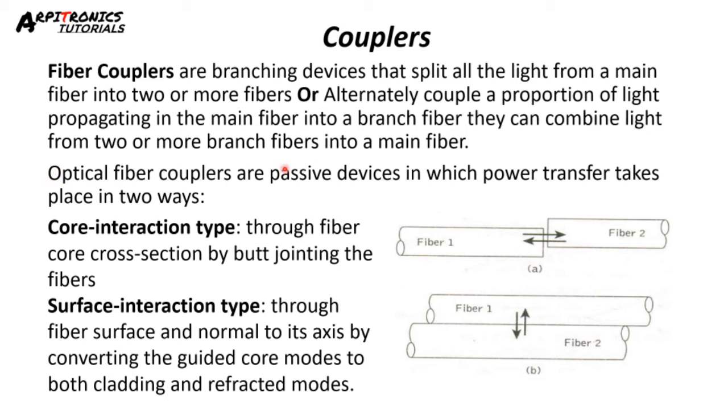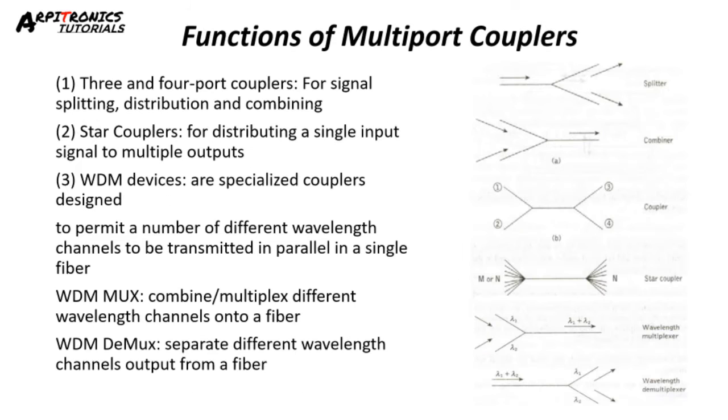Optical fiber couplers are passive devices in which power transfer takes place in two ways. The first one is known as core interaction type and the second is surface interaction type. In core interaction type, power is transferred through the fiber core or cross section by butt jointing the fibers, shown in figure A, while in surface interaction type, it is through the fiber surface and normal to its axis, by converting the guided core modes to both cladding and reflected modes, shown in figure B.